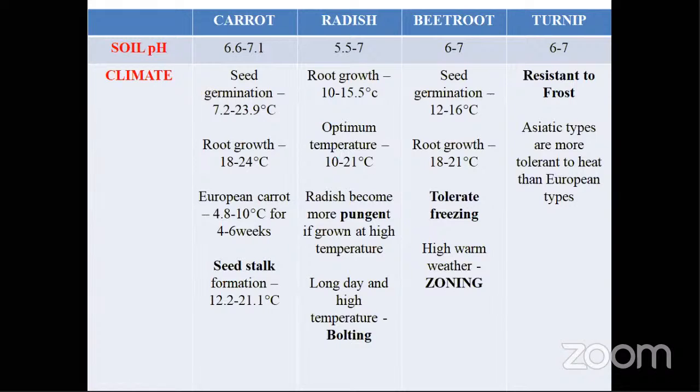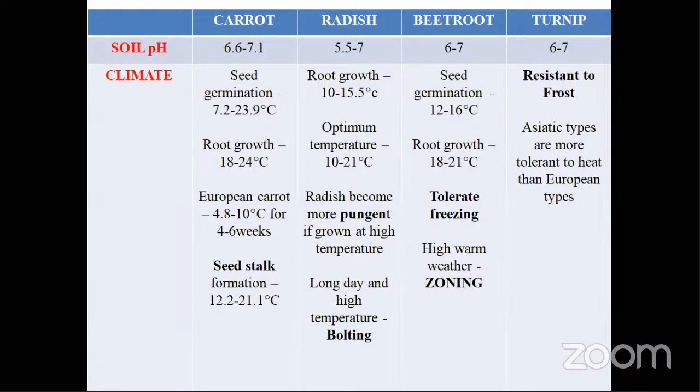Means already I have told in many previous classes that under adverse conditions, whatsoever plant it is, it will try to reproduce. So if it's a cool season crop, then high temperature is its unfavorable condition, then it will produce the seed stalks because it wants to reproduce and die. So similarly, under long day and high temperature conditions, the bolting occurs.